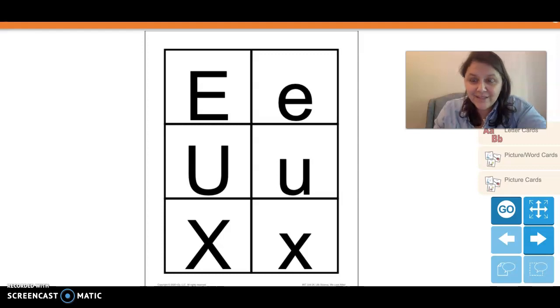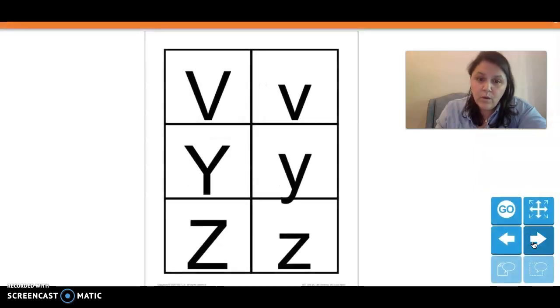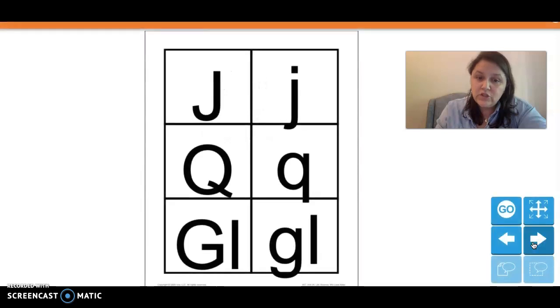Hey guys, so today we are going to be starting a new unit for May, and we are going to be focusing on some new letters. We have two vowels, E and U, and then we also have our consonants, X, V, Y, Z, J, Q, and our blend GL. Goal, goal.